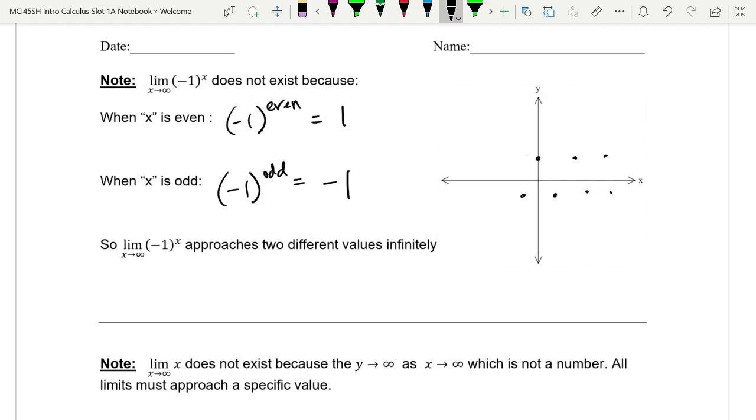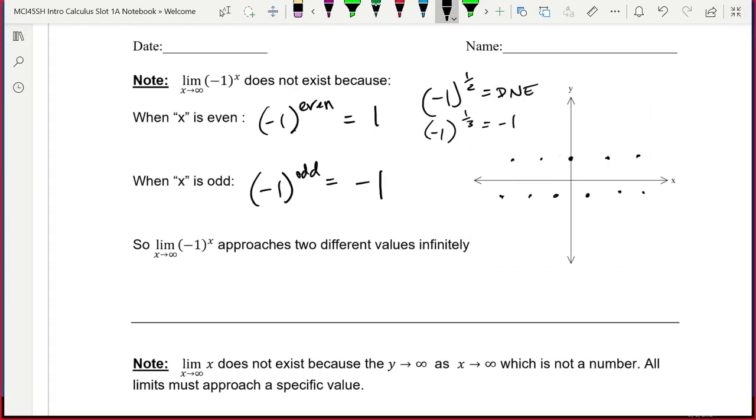But what about fractions? Well, fractions can be odd or even too, right? -1 to the power of 1/2 does not exist, because you can't square root a negative. But -1 to the power of 1/3 is just -1. So you end up with this infinite series of points that either exist or don't exist. This is maybe the ultimate in not continuous graphs. Even Desmos has a hard time graphing this one.